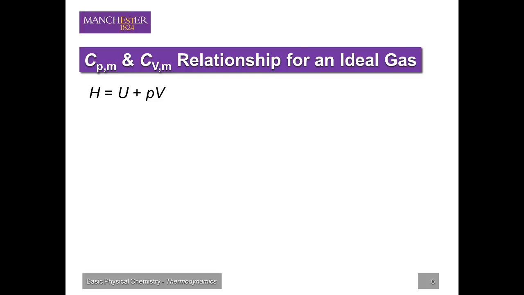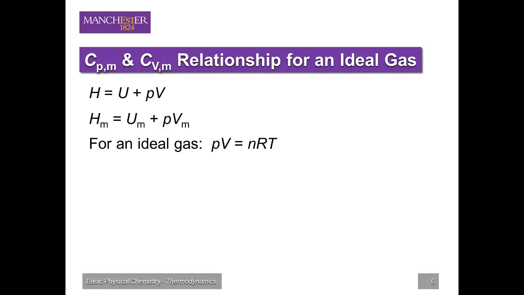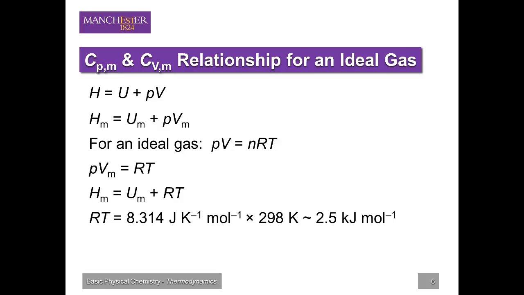Now let's consider the relationship between the molar isobaric and isochoric heat capacities for an ideal gas. By definition, H, enthalpy, is equal to U plus PV. Thus, for 1 mole of substance, molar enthalpy is equal to molar internal energy plus pressure multiplied by the molar volume. For an ideal gas, PV equals nRT, and thus for 1 mole of gas, PV molar equals RT. If we now replace PV molar with RT in the second equation on the slide, we get that the molar enthalpy is equal to the molar internal energy plus RT. At 298 Kelvin, RT is approximately 2.5 kilojoules per mole, and this is not negligible for a gas.